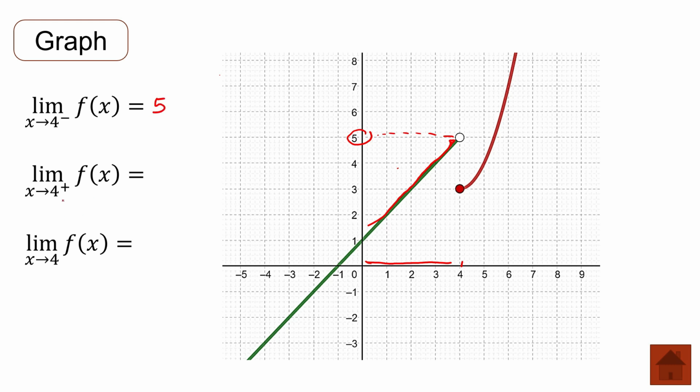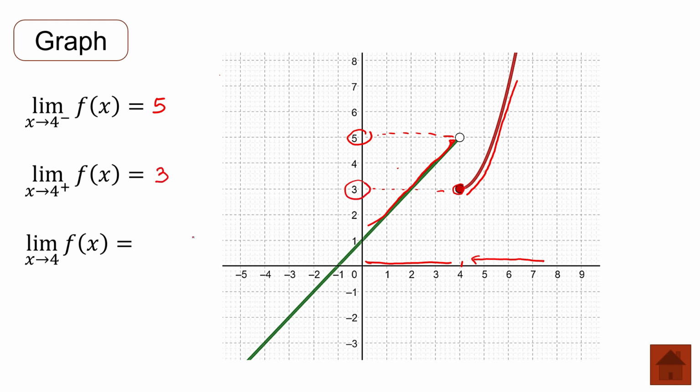Now, what about the limit of this function as x approaches 4 from the right side? So that's all the x's here. And then looking at the graph, it's approaching this point. It's defined at this point. F of 4 is defined at the right side of this graph, and the answer is equal to 3.